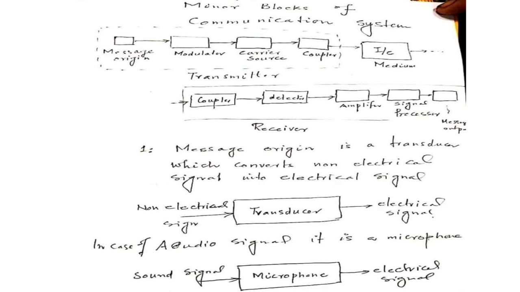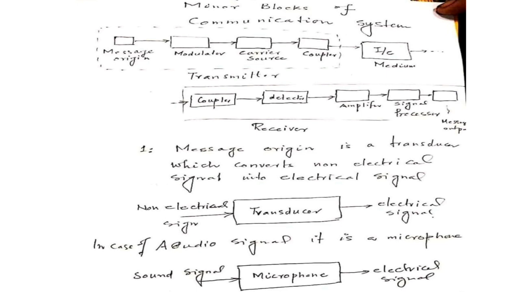So there are four minor blocks inside the transmitter. There is a minor block for the message origin, a minor block for the modulator, a minor block for the carrier source, and a minor block for the coupler. We discussed the function of all these minor blocks. So let us talk about the function of the first minor block inside the transmitter, that is known as message origin.